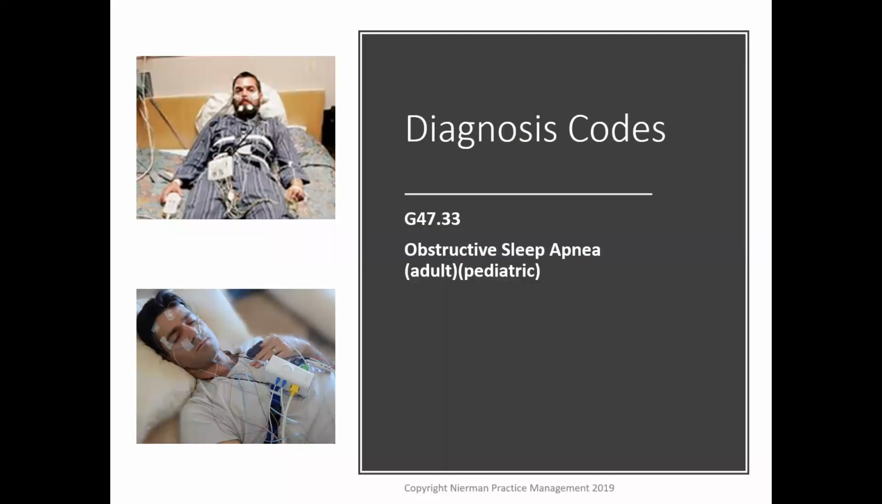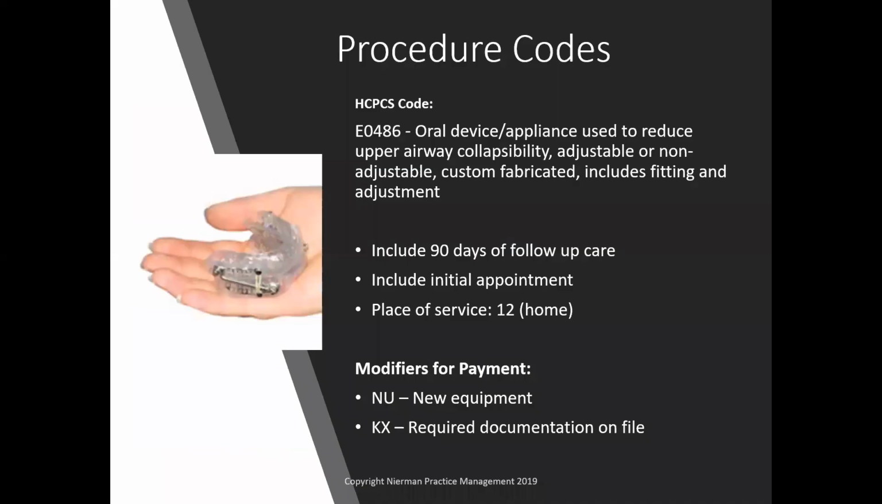Now, as far as the diagnosis codes, not only Medicare, but commercial carriers are only going to pay for one diagnosis code, and that is G47.33 for OSA, whether it's adult or pediatric. So that's the only diagnosis for which a sleep appliance will be covered.